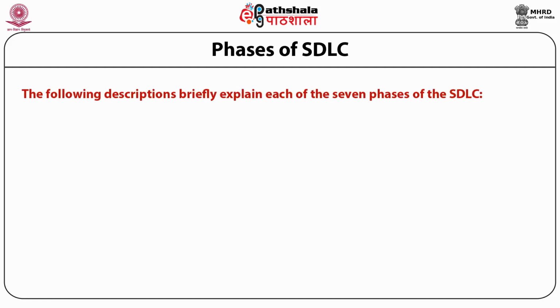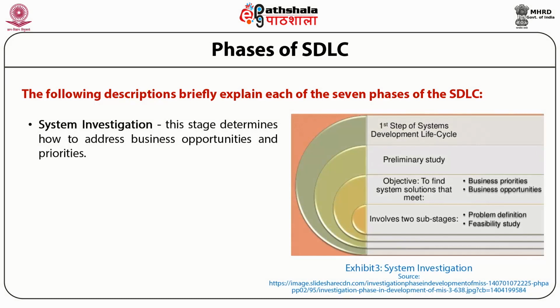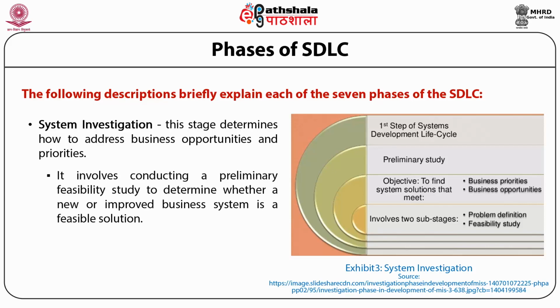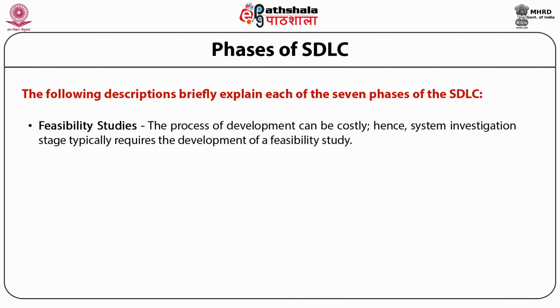There are 7 phases in the SDLC life cycle, the first being system investigation. This stage determines how to address business opportunities and priorities. It involves conducting a preliminary feasibility study to determine whether a new or improved business system is feasible. It also involves development of a project management plan and management approval. Feasibility studies are a part of the system investigation phase.